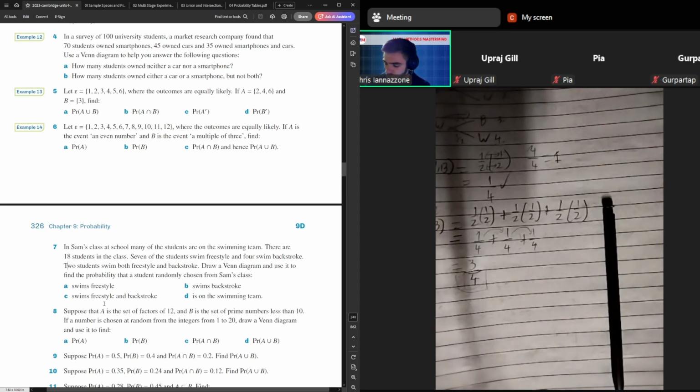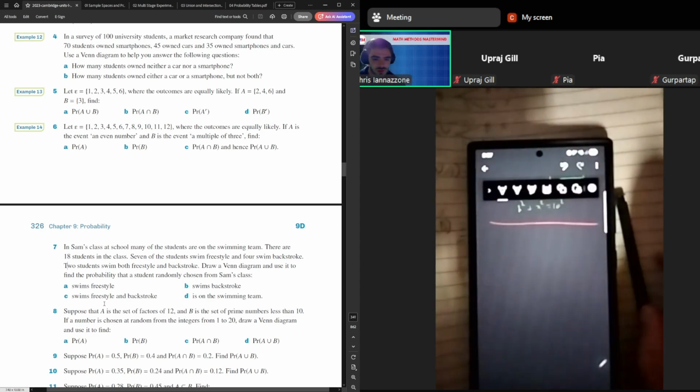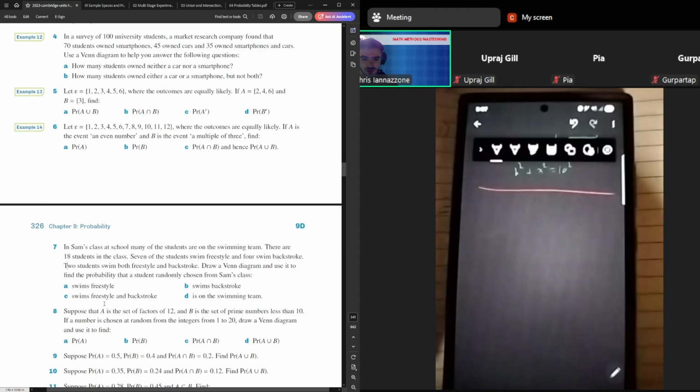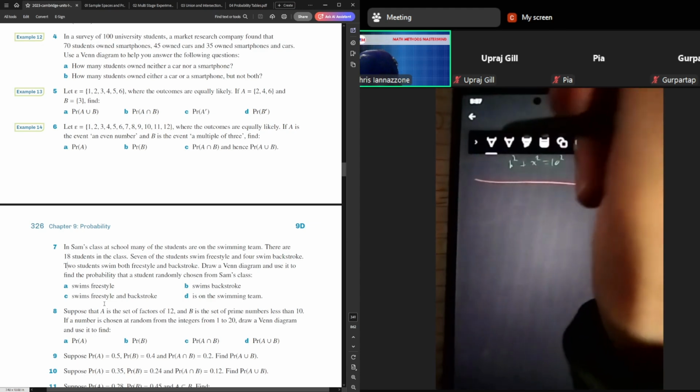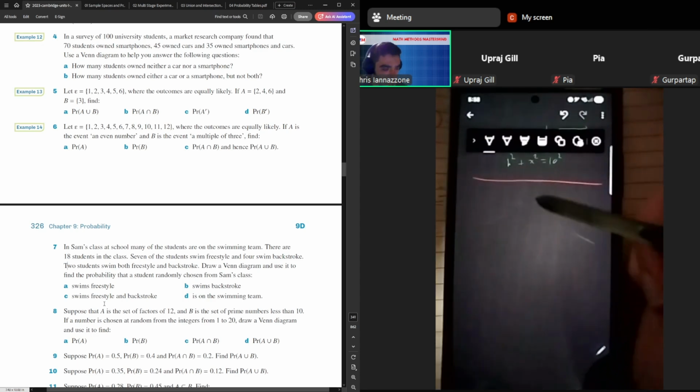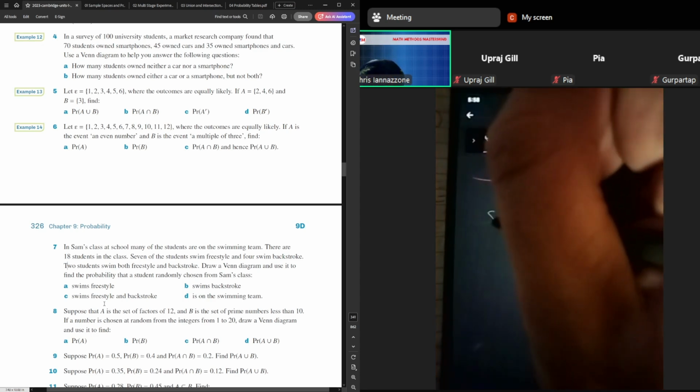Have a read of question 4 there. I'll start drawing up the Venn diagram, and then someone can let me know how you would handle that, at least just getting things on a Venn diagram. I'll use S for smartphone and C for car.